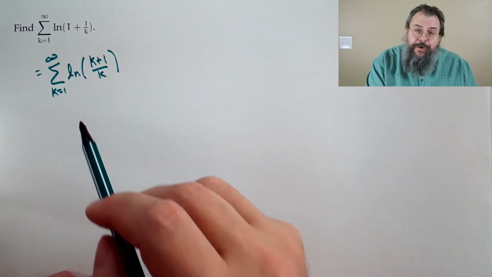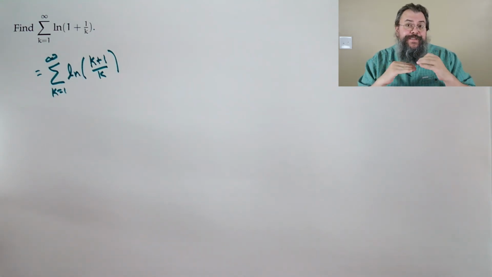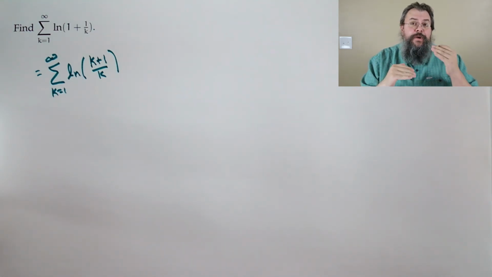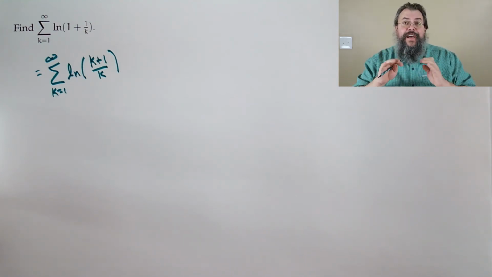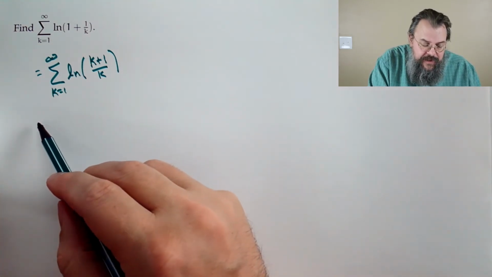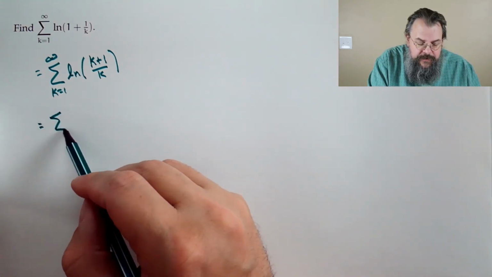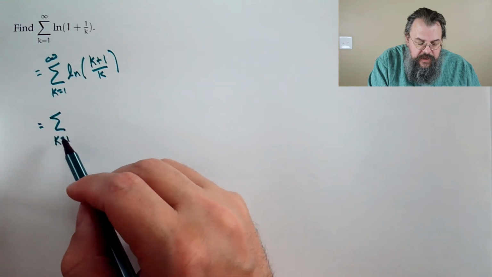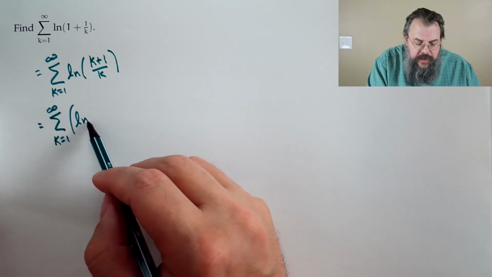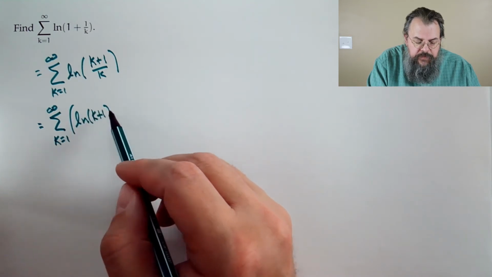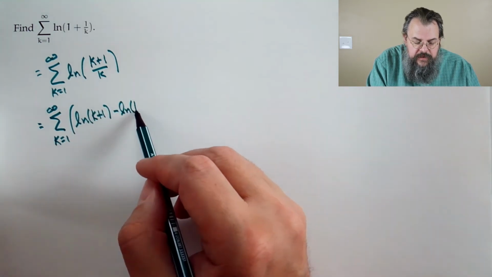And now we say, oh, logs. There's something nice about division. When we have a division inside of a log, it really becomes subtraction. And we want subtraction because that's telescoping. Telescoping says we have a term subtracting from one another. So this looks like the sum from k equals 1 to infinity of log of k plus 1 minus log of k.